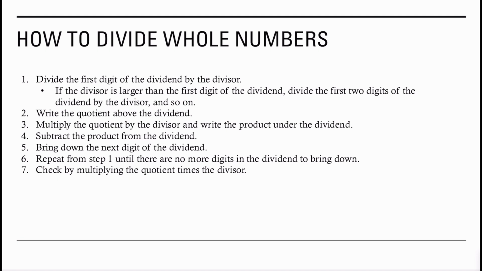With dividing whole numbers, we really want to divide the first digit of the dividend by the divisor. If the divisor is larger than the first digit of the dividend, then we divide the first 2 digits of the dividend by the divisor, and so on. Then we write the quotient above the dividend, multiply the quotient by the divisor, and write the product under the dividend. Then we subtract the product from the dividend, bring down the next digit, and then repeat from step 1 until there's no more digits. Then we can check by multiplying the quotient and the divisor. Effectively, a lot of words, but what it means is this kind of process I just showed you, and we'll continue to do a couple of examples.